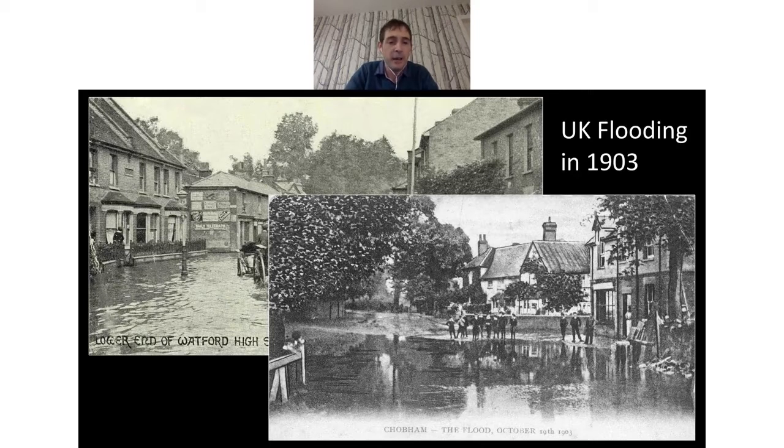So extreme weather's always happened, it will always happen in the future, but understanding the weather conditions that cause some of these damaging events is better. We need to do that to improve our understanding now of how we can adapt and make ourselves less vulnerable. Because some of the most intense events have actually happened in the past. So the picture of Chobham there, the flood in October 1903, that occurred during the wettest month we've ever experienced. October 1903 is still the wettest month that the UK's ever had.